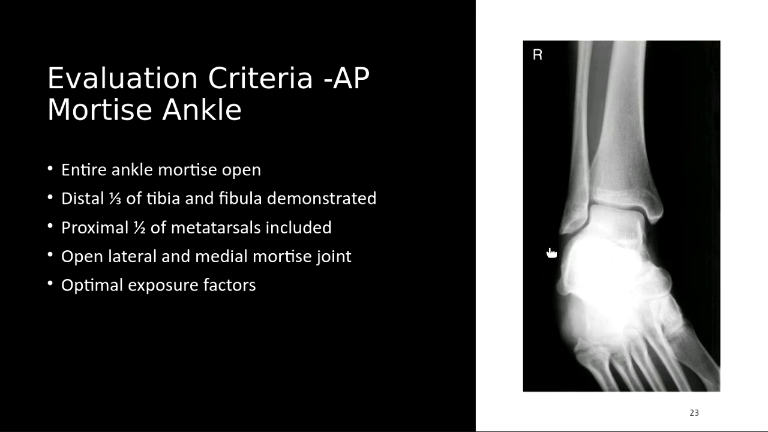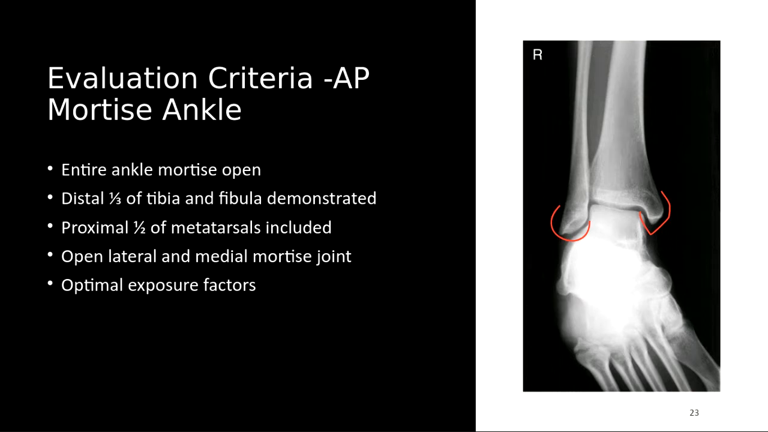The proximal 1/2 of the metatarsals are included, which is fine, that's right in here. An open lateral and medial mortise joint. So lateral area is open, medial is open. That is a little obscured, but that is acceptable like this on this joint. If it's properly obliqued, then the mortise joint should be open on both the lateral and medial aspect. And the malleoli should be in profile, meaning when you're looking at this medial malleolus, it's in profile, and this lateral malleolus is in profile.